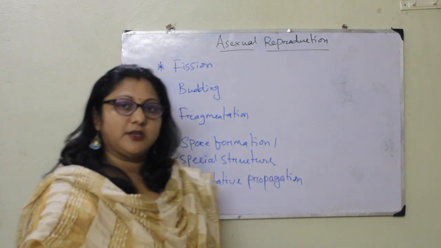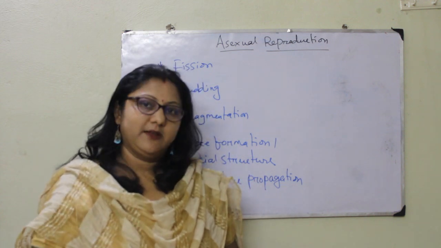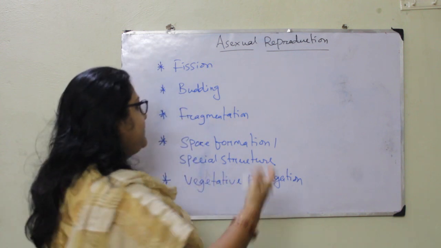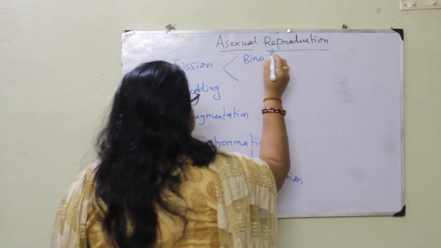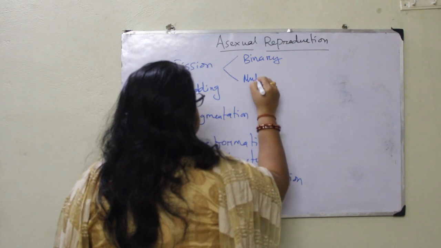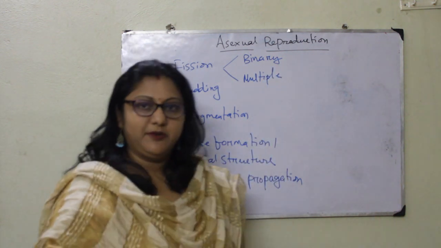Now fission is the process where one cell is divided into 2 cells. So the amoeba cell we have studied, the amoeba by binary fission, right? So fission, 2 types are there: binary and multiple fission.